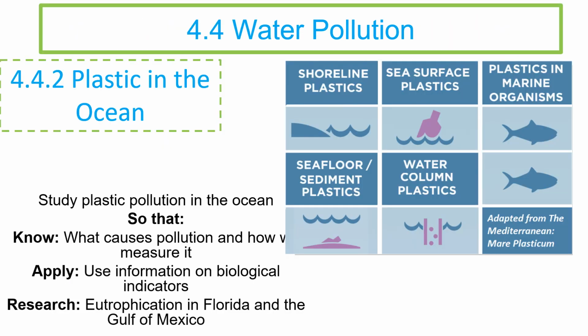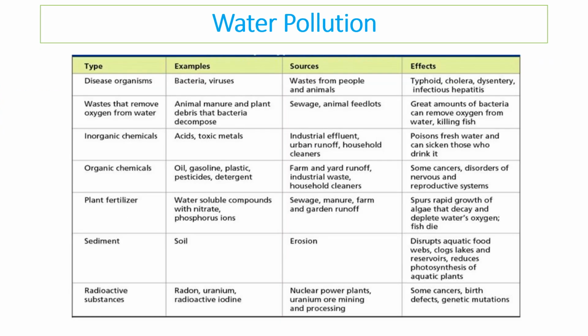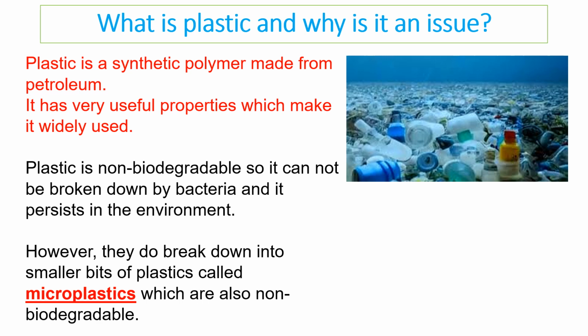Now, one area that you need to know for 2024 onwards as well is about plastic in the oceans. So plastic is obviously a big issue these days, and it affects water pollution. So there are lots and lots of different types of water pollution. They can be caused by disease, chemicals that shouldn't be in there, organic chemicals, plant fertilizers, sediments, radioactive substances, but also plastic. Plastic is a synthetic fiber or polymer made from petrol.